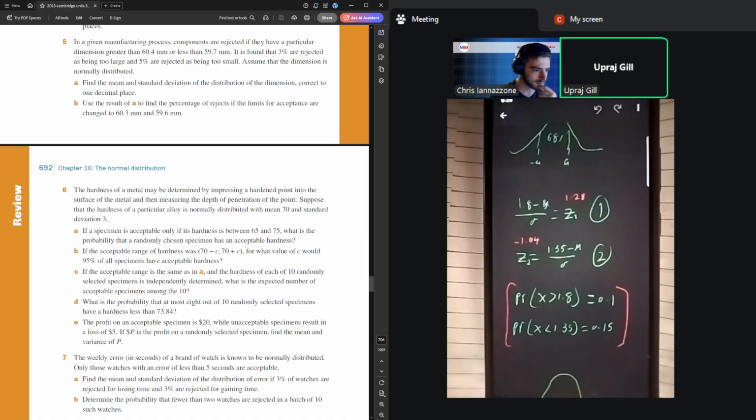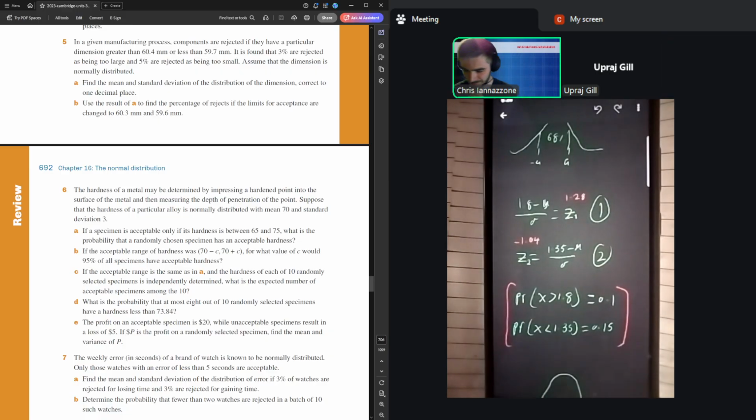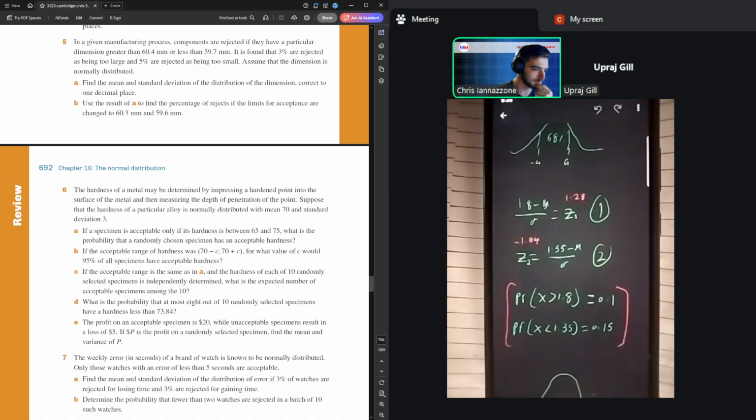Okay, so the mean is 60. Wait, let me just check how many decimal places it asks for. One decimal place. Okay, 60.0, and 60.0. Standard deviation is going to be 0.2. 0.2 is also good. Nice.